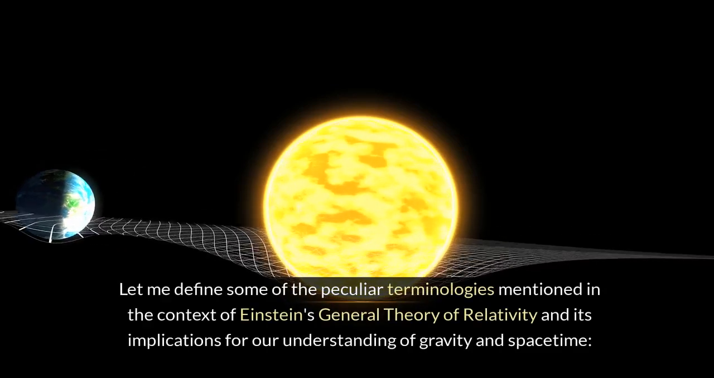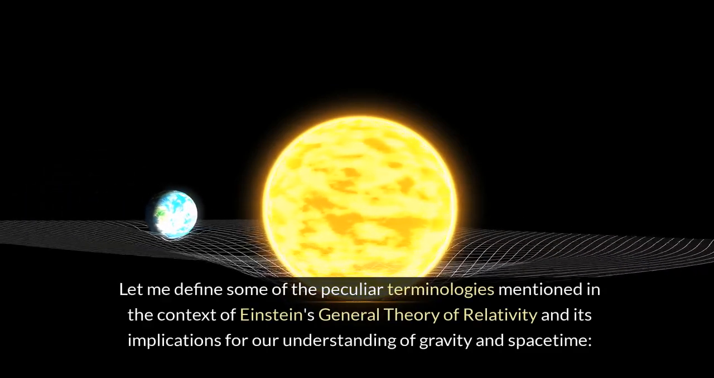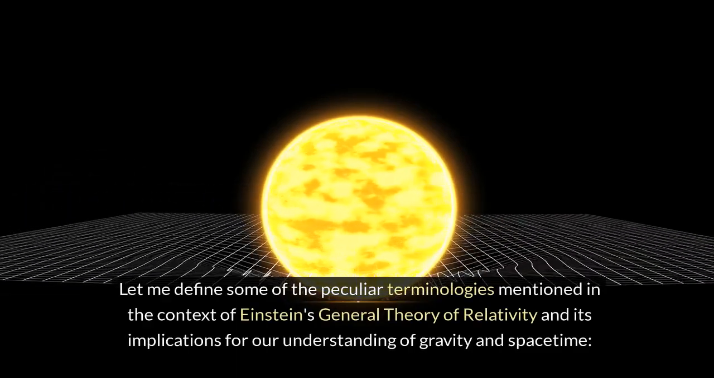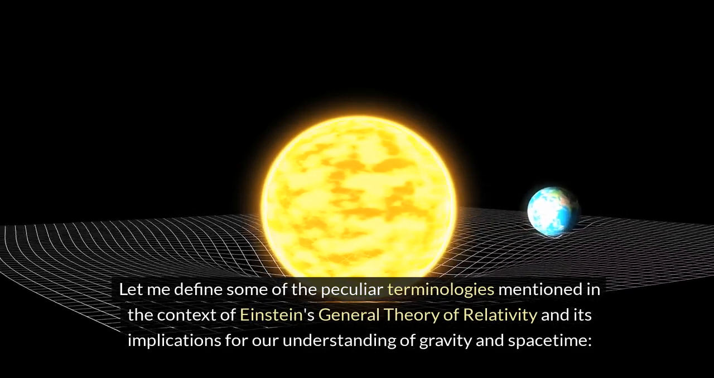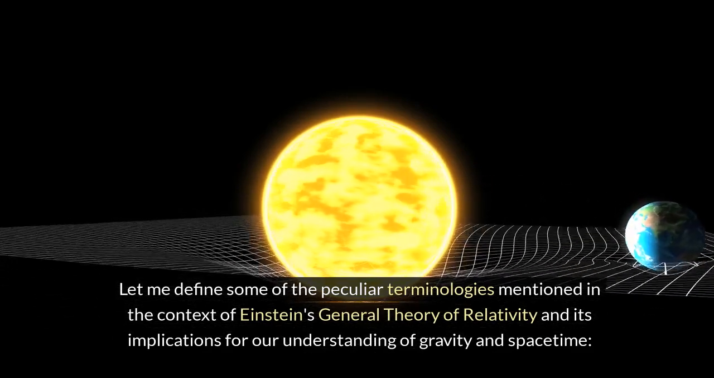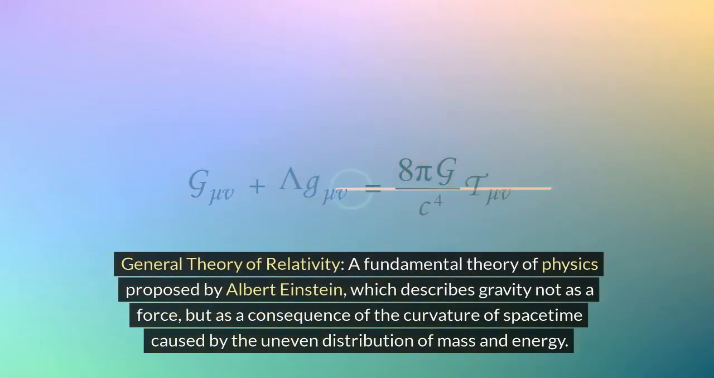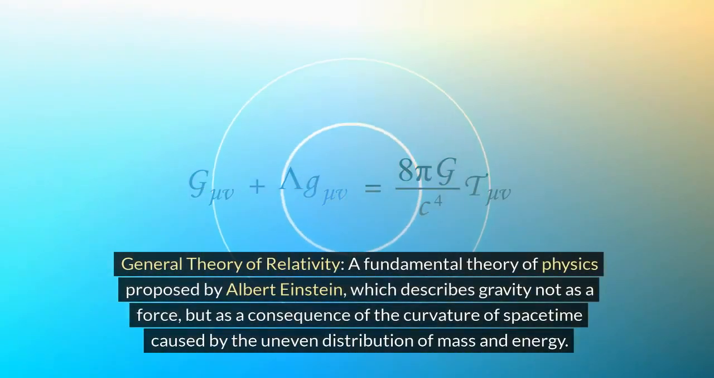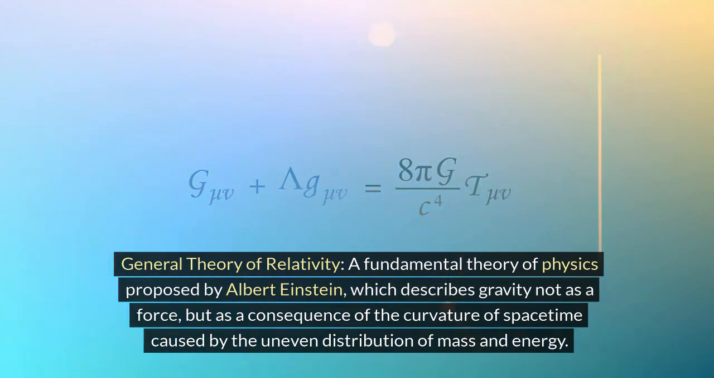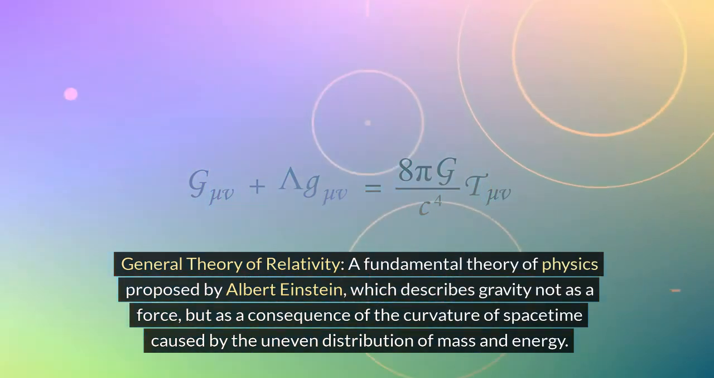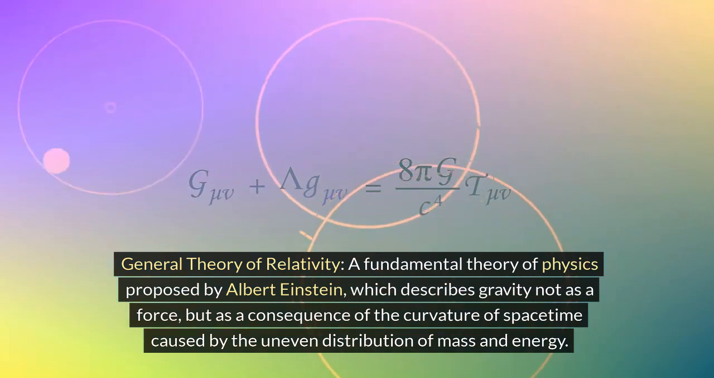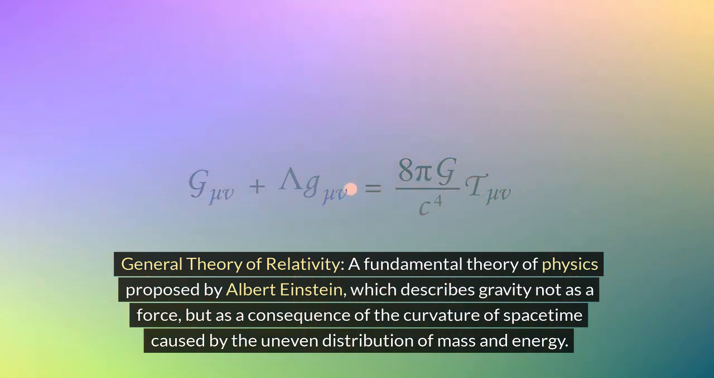Let me define some of the peculiar terminologies mentioned in the context of Einstein's general theory of relativity and its implications for our understanding of gravity and spacetime. General theory of relativity: a fundamental theory of physics proposed by Albert Einstein, which describes gravity not as a force, but as a consequence of the curvature of spacetime caused by the uneven distribution of mass and energy.